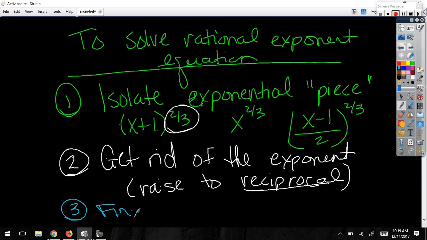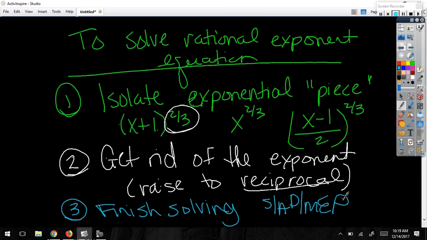So would that just be 3 over 2? Yes, for that particular one. And then we'll finish solving using SAD math. So the steps are very similar to yesterday. The only difference is now it's an exponent instead of a radical.